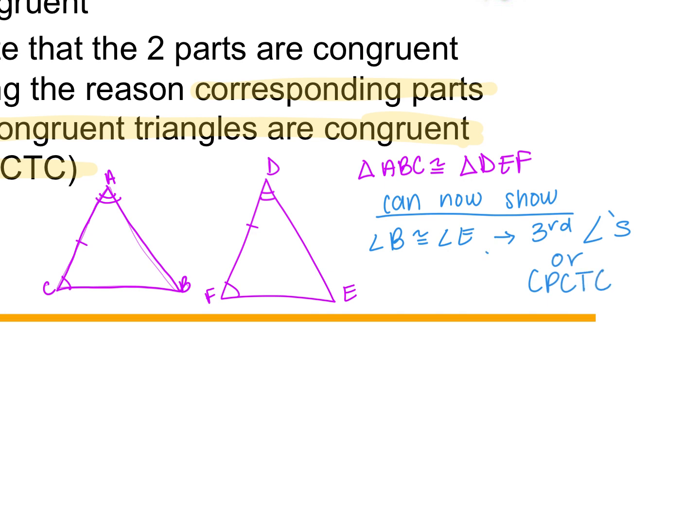With CPCTC, I can tell that all my corresponding parts are congruent. We learned one in the previous lessons where if they're giving you two angles that are congruent, you should automatically know that the third will also be congruent. So that's something that we should be able to know.